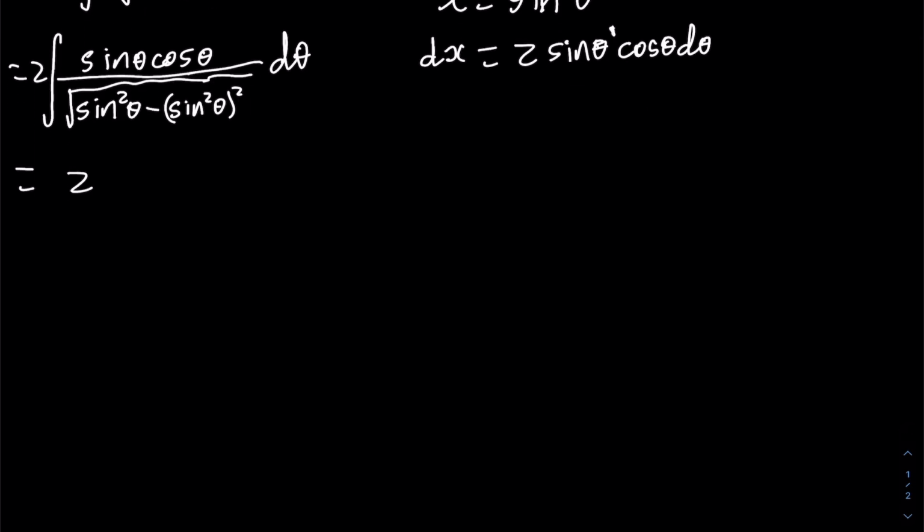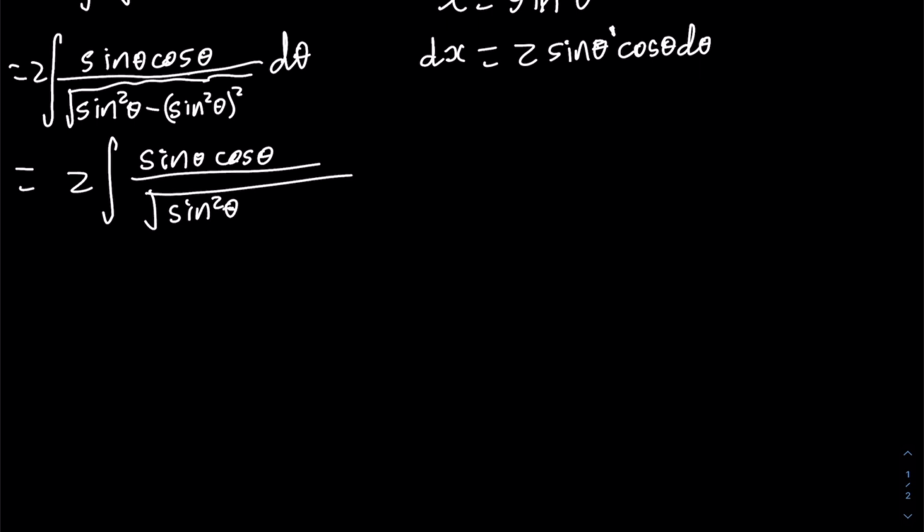So we have 2 times the integral of sine theta cosine theta over the square root of sine squared theta minus, and then sine squared squared, well, we multiply the powers. 2 times 2 is 4, obviously, so we have sine to the power of 4 theta. And this seems a lot more difficult, because how do you deal with that sine to the power of 4?